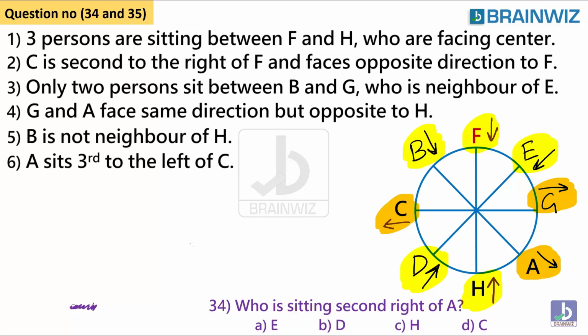Now, what did he say in the question? Who is sitting second to the right side of Agra? The question which was given to you as homework was this question. Who is second right side of Agra? Agra is facing outside, guys. Right means not the anti-clockwise, right will be like this. So the best answer is D, guys. The best answer is D, it's not E.